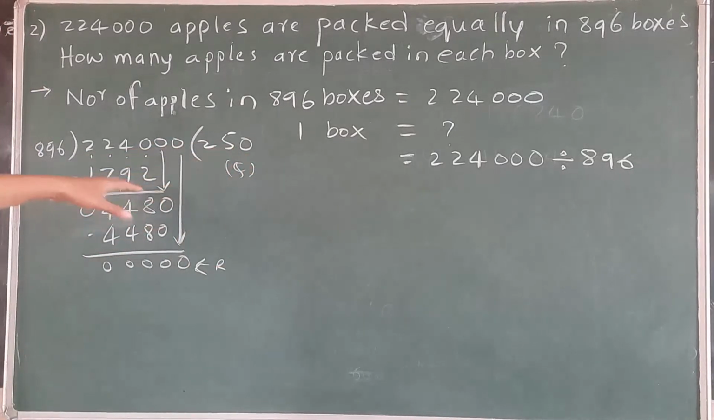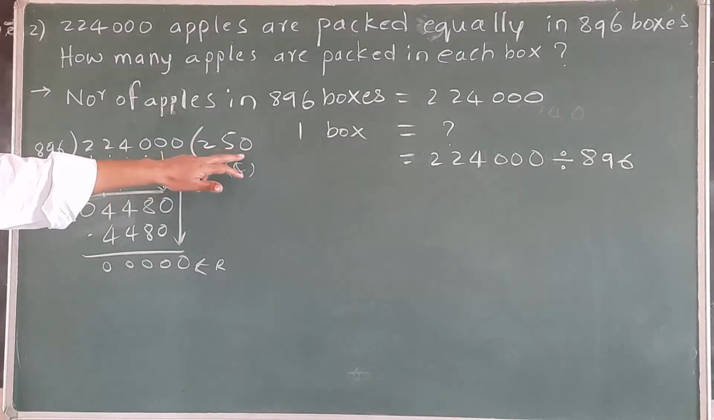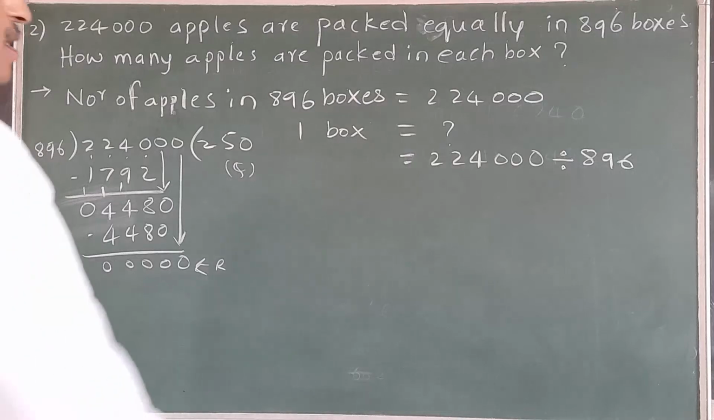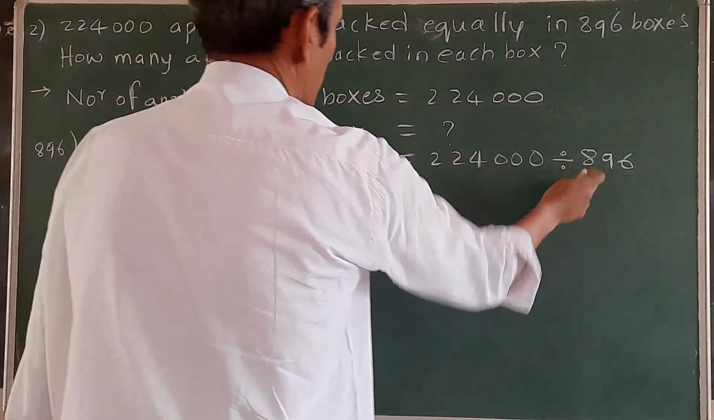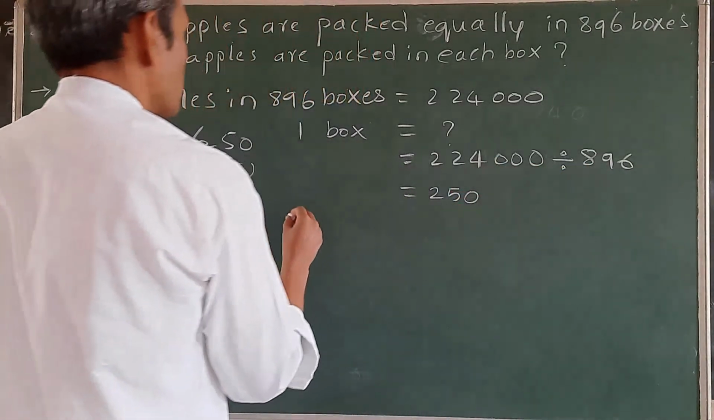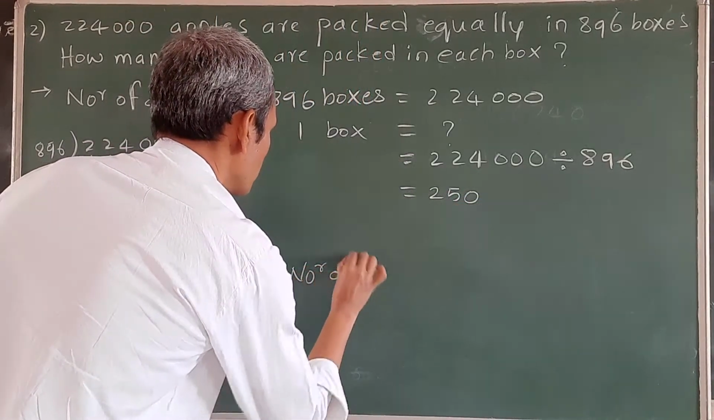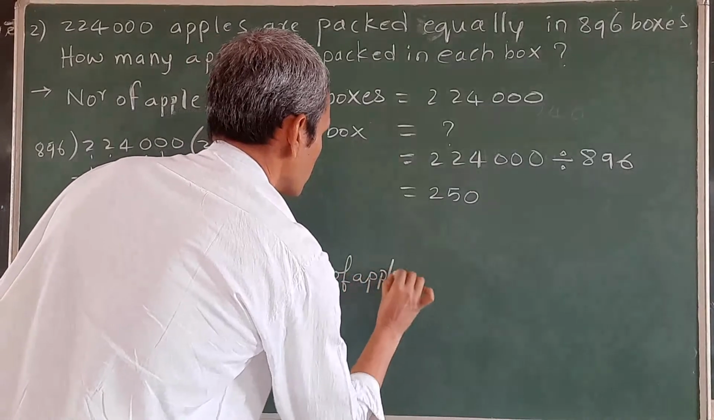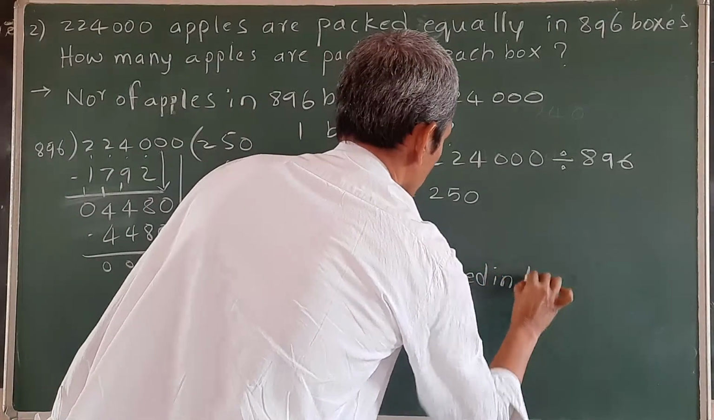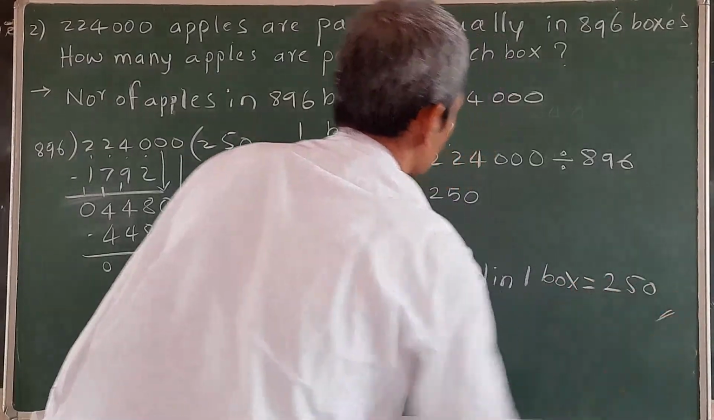So 250. If we divide 224000 by 896, 250 we get. This shows the number of apples in one box. That is, we have divided the total number of apples by the number of boxes. Then we got the answer 250. That is the number of apples in one box. Therefore, the number of apples packed in one box is equal to 250. This is the answer.